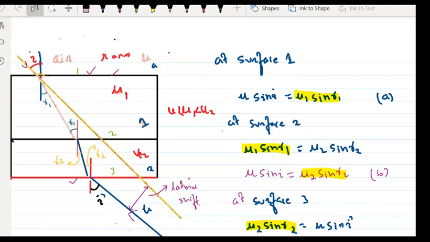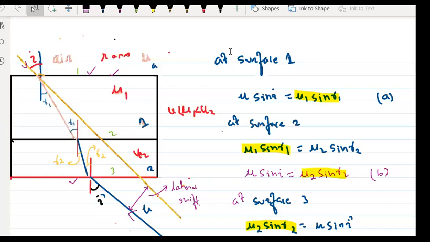Okay, so I'll revise what we have studied in last class. When we talk about refraction, we studied that refraction is a phenomenon when light passes from one medium to another medium. So I can say that the bending of light when light passes from one medium to another is called refraction. Then we studied what is denser medium, what is rarer medium, what is optical density, what are the laws of refraction, and what is refractive index.